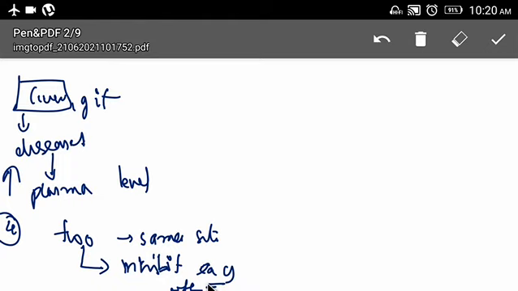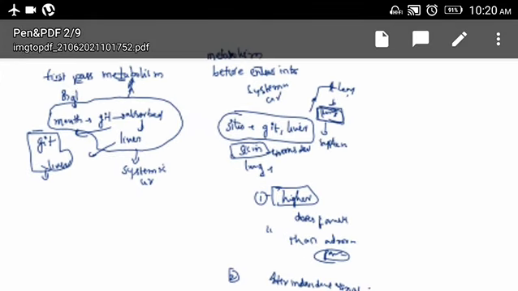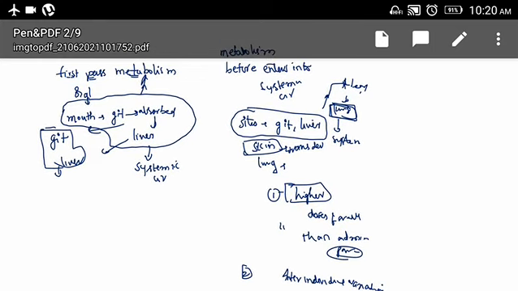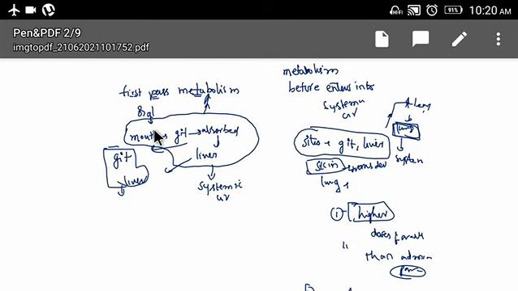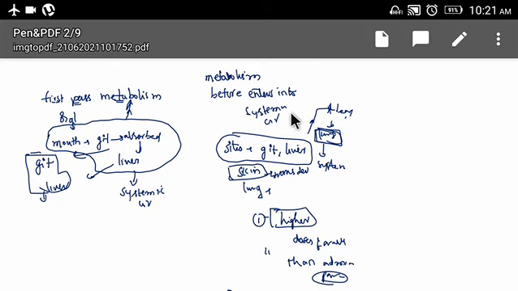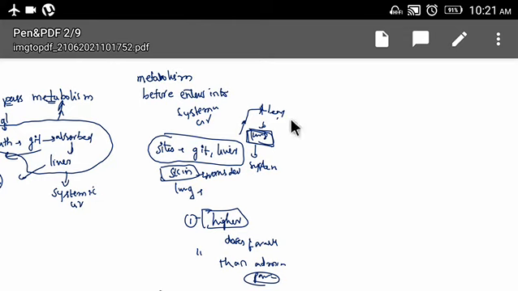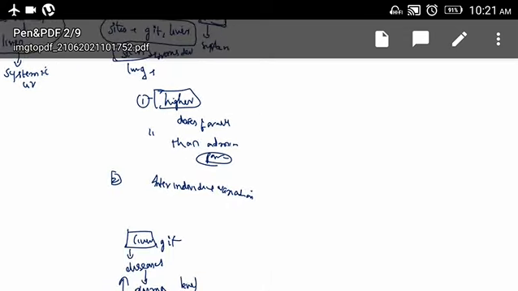Let's revise the things we have discussed. As I told you, first pass metabolism is the metabolism that takes place before the drug enters into systemic circulation. The sites are mainly GIT and liver, and some metabolism will take place in skin and even in lungs. The important sites are GIT and liver.